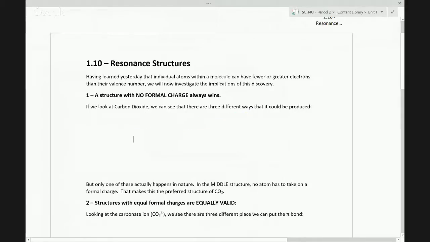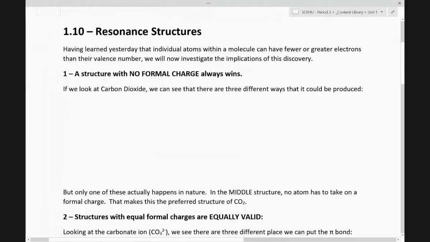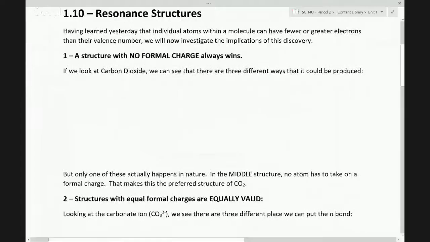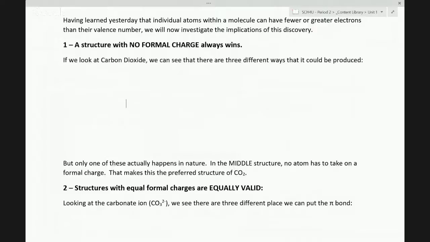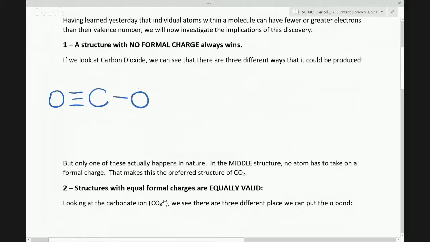So anyway, yesterday we learned that individual atoms within a molecule can have fewer or greater electrons than the valence number. And we're now going to talk about what that implies. The first thing we said is that a structure with no formal charge always wins. So if you remember, we talked about carbon dioxide yesterday, and I want you to see that really there's three ways we could put this together. We could put the carbon making a triple bond to the oxygen on the left, and just a single bond to the oxygen on the right.